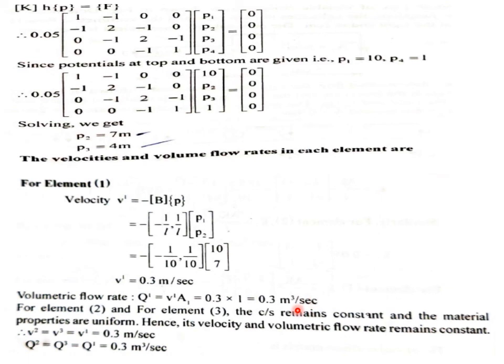So for this problem, since it is of uniform cross section and all the values are same for all the three, as I told, the velocity and the volumetric flow rate for all the three elements will be same. So there is no need to calculate it once again. Just write like this: since it is of uniform cross section, the velocity and the volumetric flow rate for all the three elements are same.